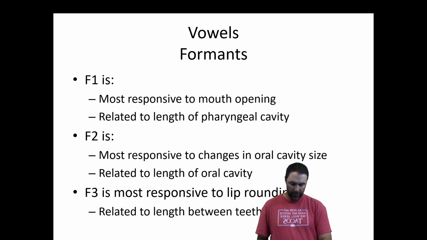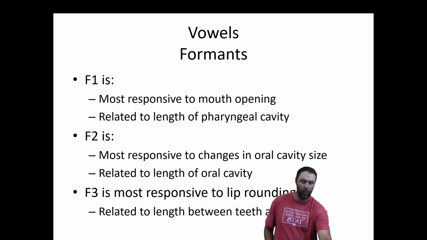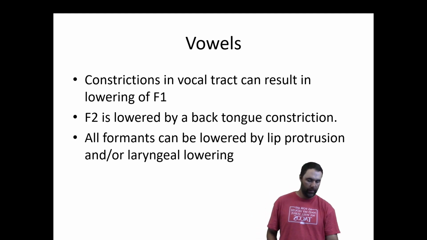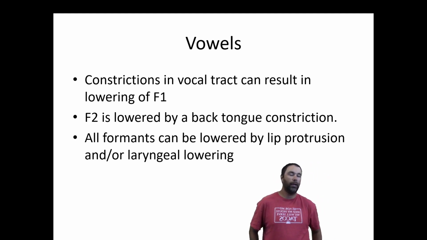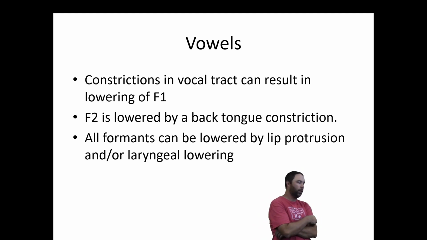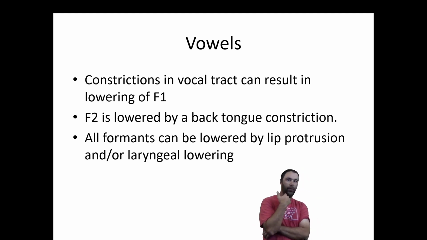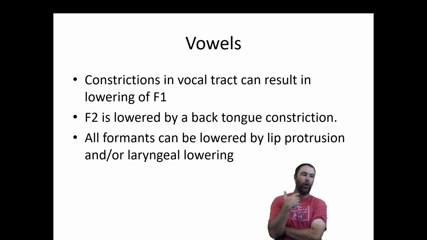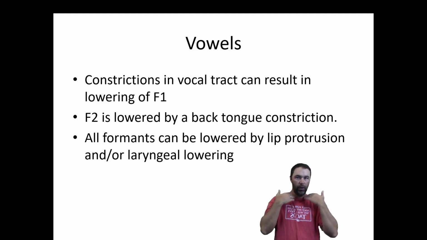I also want to remember that when we're working through this stuff, any constriction in the vocal tract can result in a lowering of F1. So if we constrict something, we make it a little bit lower. But if we're doing some back tongue constriction, that's going to affect F2. The important part about this slide is that all our formants can be lowered if we're sticking our lips out, or if we're lowering our larynx.